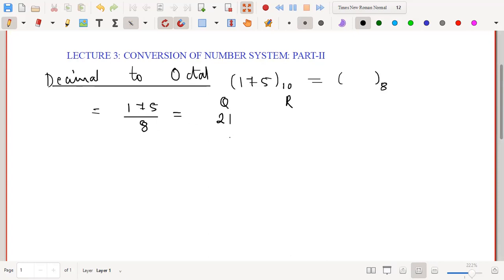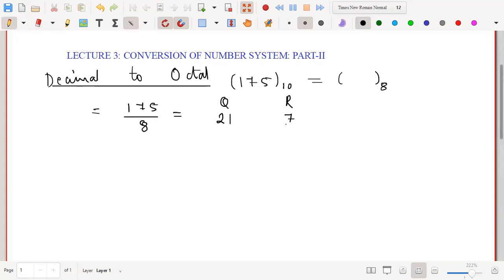8 ones are 8, 8 twos are 16, so we get to 168, isn't it? Then what is the remainder here? 175 minus 168 is 7. Then 7 is the remainder. In this way you will proceed further. So let me just erase this and then come back to this equation.